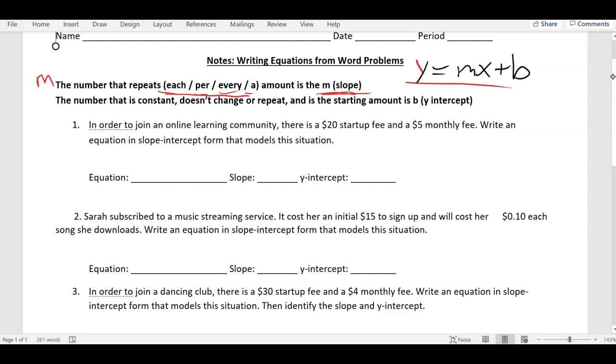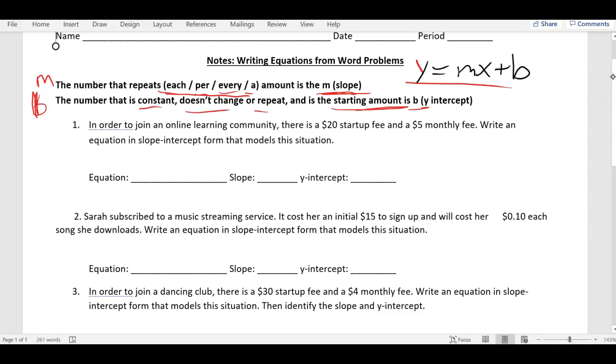And then there's a starting point. There's a number that's constant, it doesn't change or repeat, and it's the starting amount. That is the b, the y-intercept. So if you can figure out which one's which, you just put it as mx plus b. Let's find our m first.